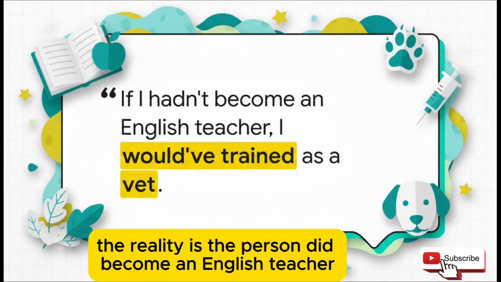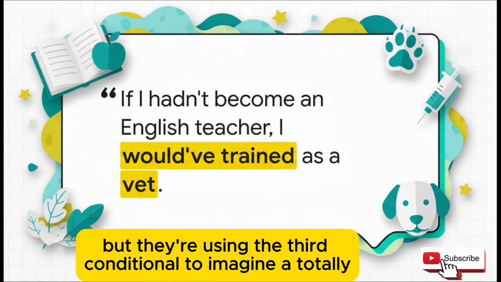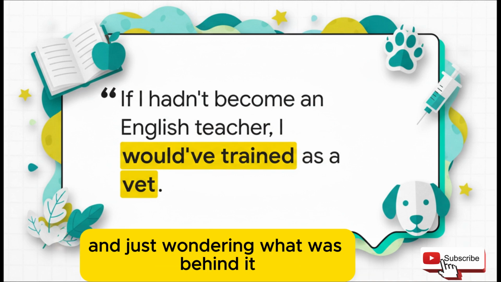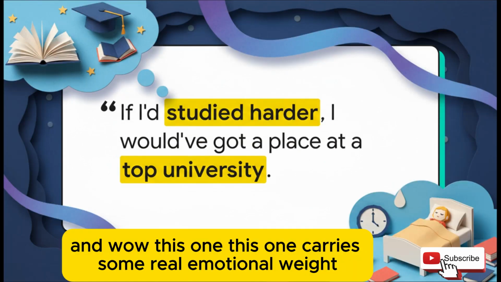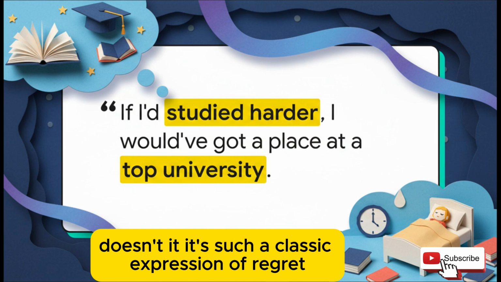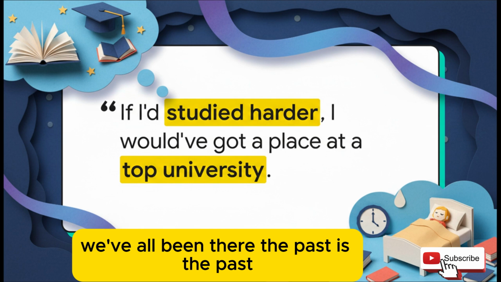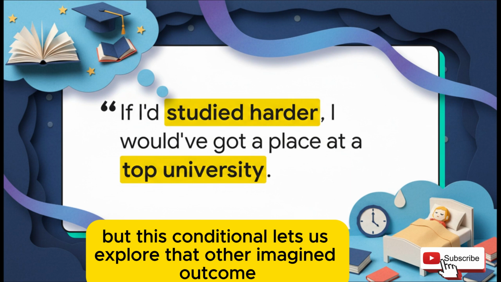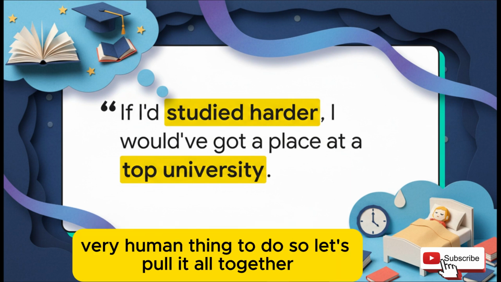So in this case, the reality is the person did become an English teacher. That's a fact. But they're using the third conditional to imagine a totally different life path. It's like looking back at a door you didn't open and just wondering what was behind it. And wow, this one carries some real emotional weight, doesn't it? It's such a classic expression of regret. We've all been there. The past is the past. You can't change it. The studying didn't happen. But this conditional lets us explore that other imagined outcome. And that's a very, very human thing to do.